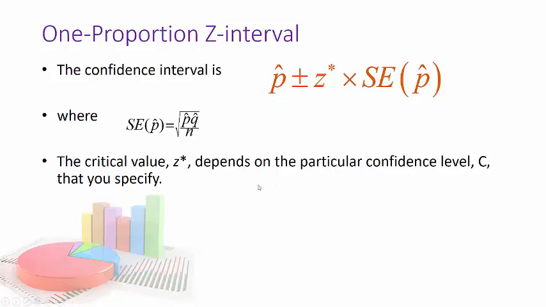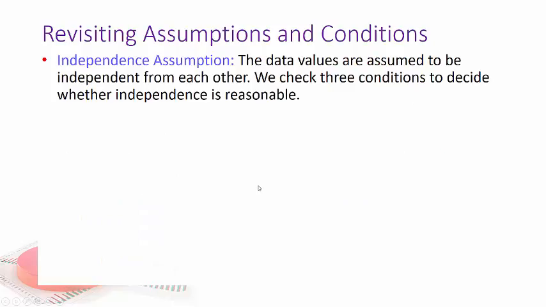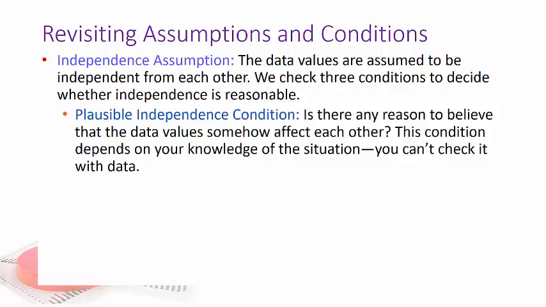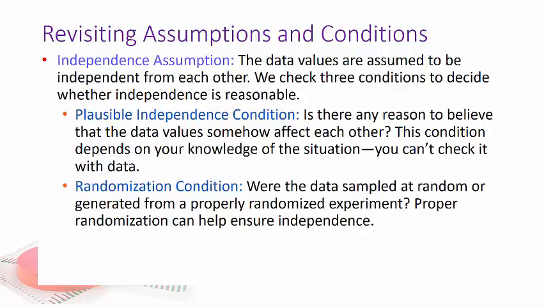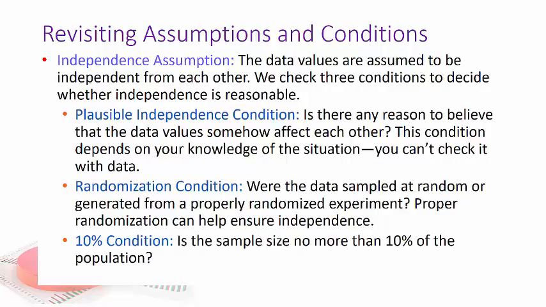Now, just like before in statistics, before we start doing any calculation, we really need to be in the habit of checking our assumptions and conditions. So first of all, there's the independence assumption. That is, data values are assumed to be independent from each other, and we can check 3 conditions. Is it plausible that they're independent? Is there any reason to believe that the data values somehow affect each other? Was there randomization for the sample? Is the sample size no more than 10% of the population? So you still want to check these assumptions here, all right?